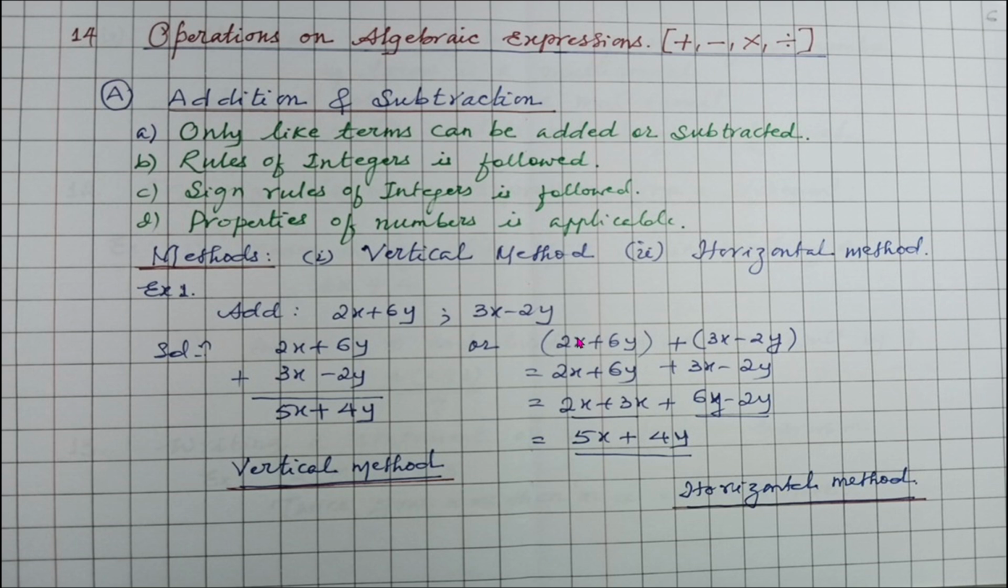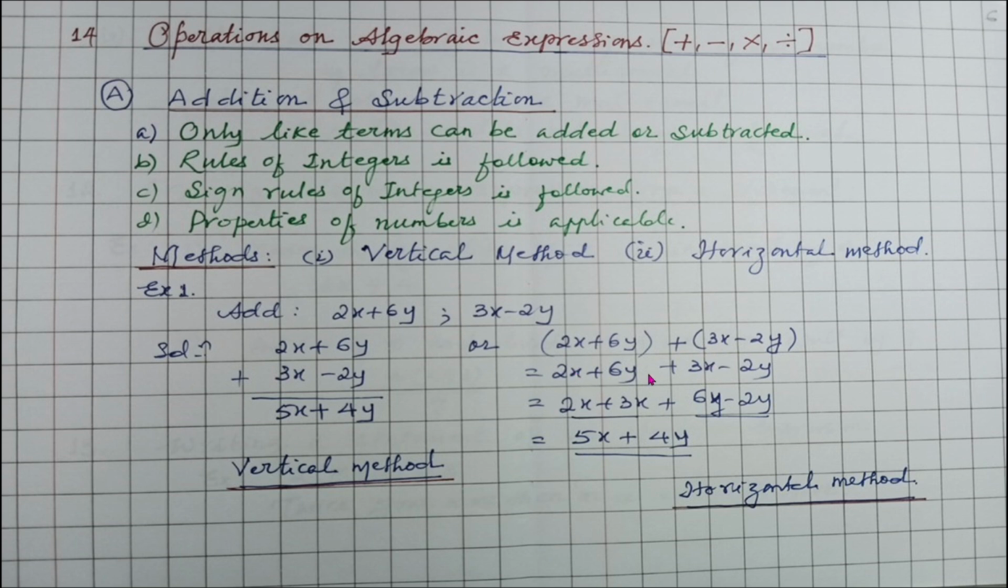In the horizontal method, just write 2x + 6y in a bracket with the addition sign, and 3x − 2y in another bracket. Now open the bracket. Please be careful: 2x + 6y as it is, plus into plus is plus 3x, plus into minus is minus 2y. So always when we open the bracket, we have to multiply the signs first and then open the bracket.